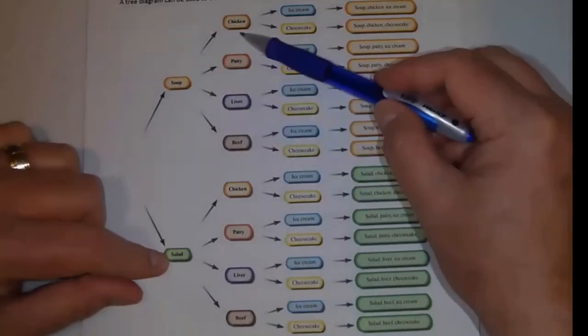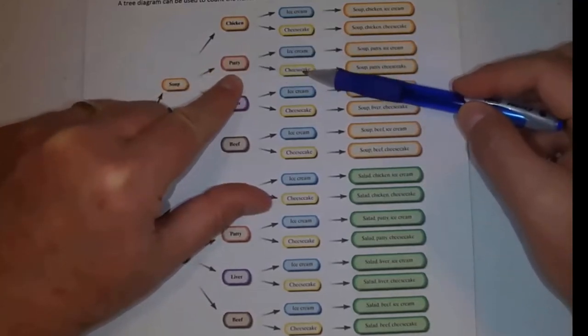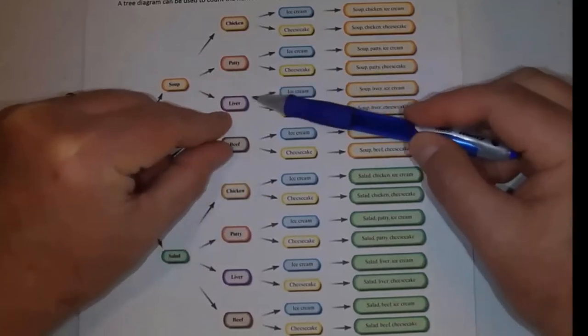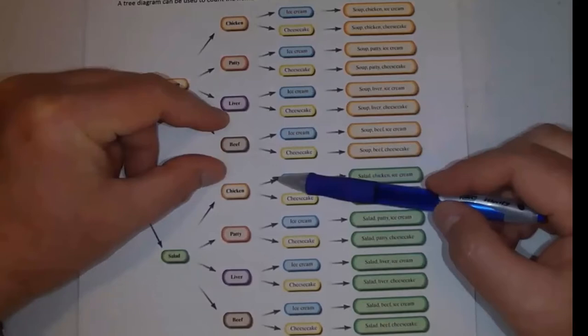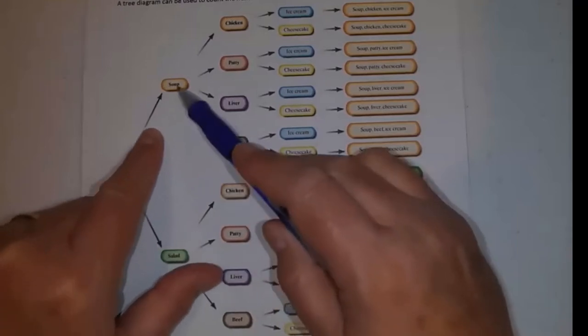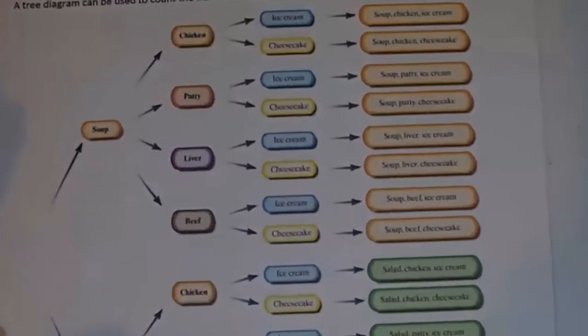And if I have soup and chicken, then for dessert, I have two possibilities. I could have ice cream or cheesecake. And if I have soup and patty, I have two possibilities for dessert: ice cream or cheesecake, and so on. For each one of these values here, each one of these outcomes, I have ice cream or cheesecake that I could select for dessert. So if I follow the branches, that literally lists all of the possibilities.